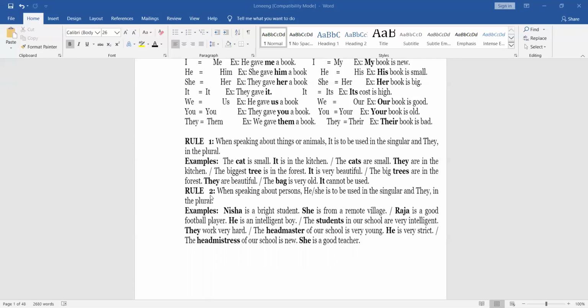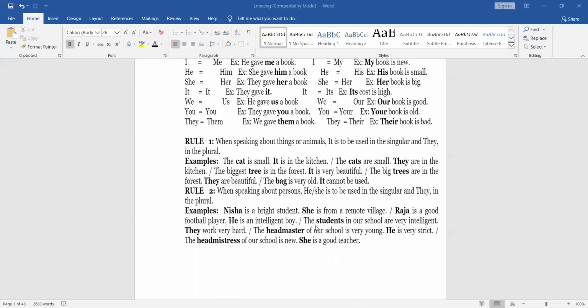The second rule is when you're speaking about persons, okay, he or she, or let's say you're giving a name, Raju, Miriam. When you're talking about persons, then it is used in the singular form. And when they is used, it means it's the plural form. Let's take an example. Okay, let's look at an example. Nisha is a bright student. It's the name of a girl. And so in the second sentence, when you're talking about Nisha, you're saying she is in a remote village.